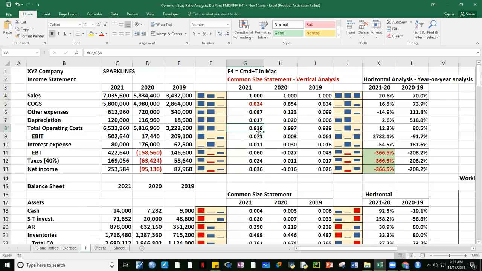Now, is this good or bad? Well, in a sense, it's good compared to 2020 because in 2020, 1 peso of sales accounted for around 1 peso of operating cost. So almost all the sales were swallowed by the operating cost. Okay, so it improved by 12.3%. Okay, 12.3% improvement, as far as total operating cost is concerned.